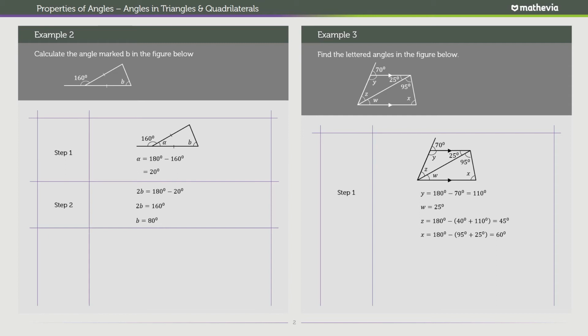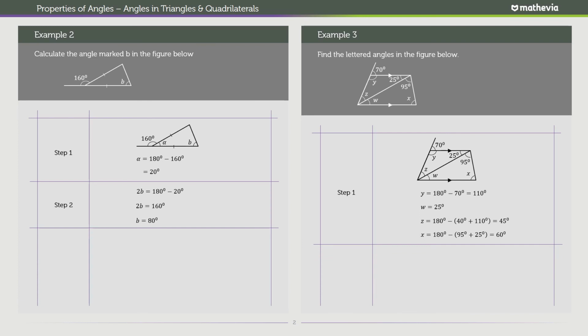Now x occurs in another triangle, and we have 95 degrees, w and x, and we already found w to be 25 degrees, so we have 180 minus 95 plus 25 degrees. Let's look closely, 95 plus 25 degrees, that should be 120. So our x in this case is 60 degrees.